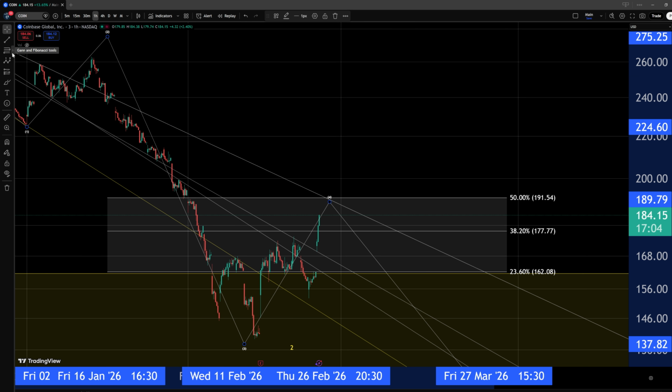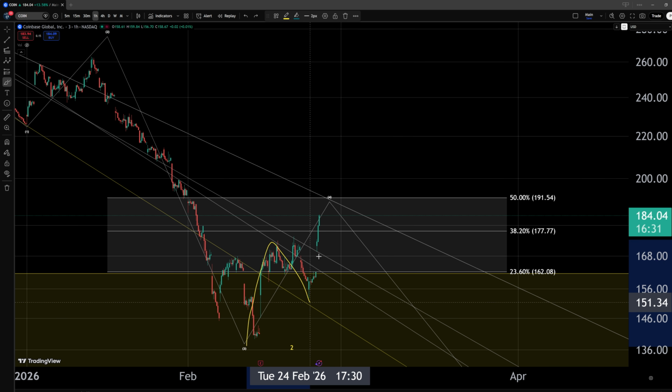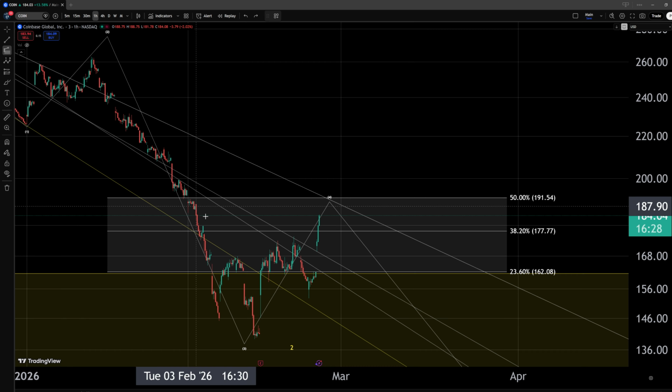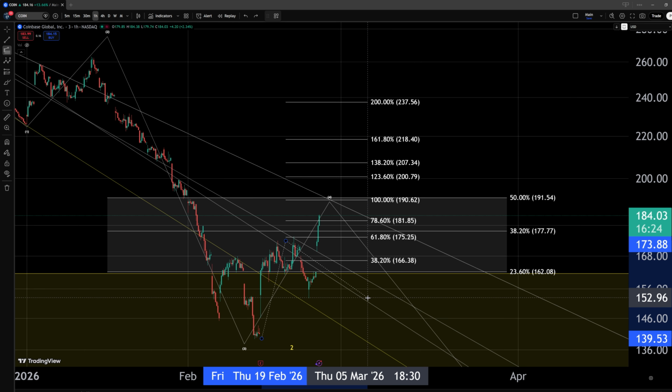Now, before I provide you the next area of resistance and actually the ultimate area of resistance for this larger wave to the downside, I also wanted to highlight here the ideal target for this ABC structure in this area, and that is the 100% extension of the wave A, which sits right at the $190.5 level.